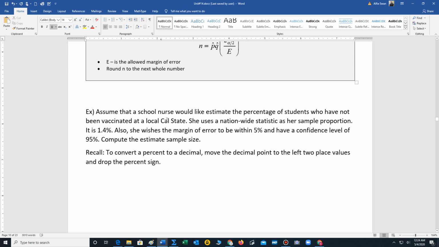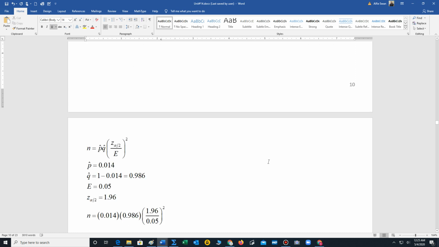It says, assume that a school nurse would like to estimate the percentage of students who have not been vaccinated at a local Cal State. She uses a nationwide statistic as her sample proportion. It is 1.4%. Also, she wishes the margin of error to be within 5% and the confidence level to be 95%. So we're going to convert the percent to a decimal. We just drop the percent sign and move the decimal 2 spaces to the left.